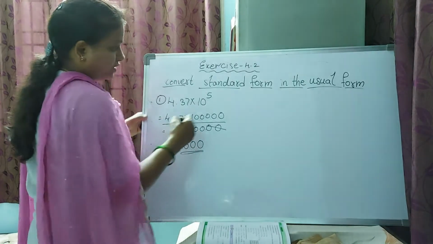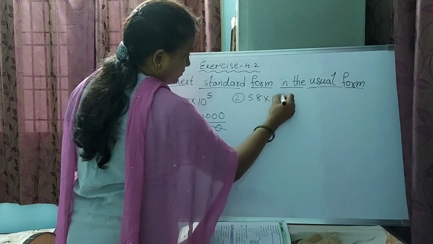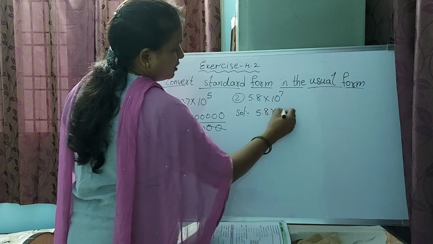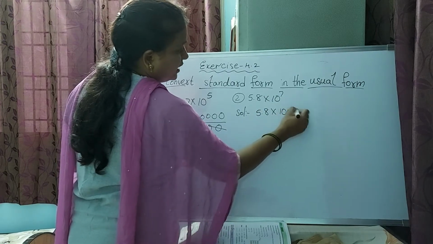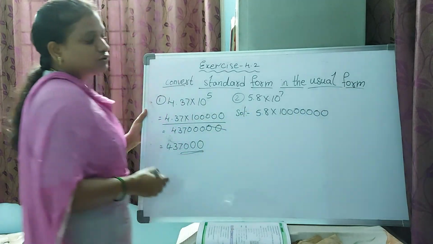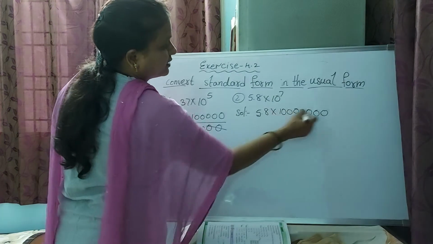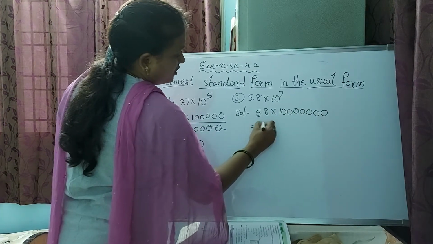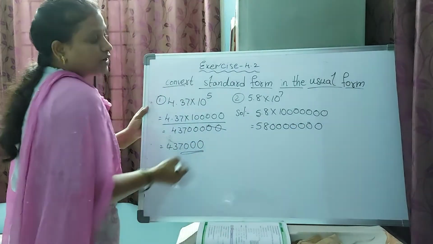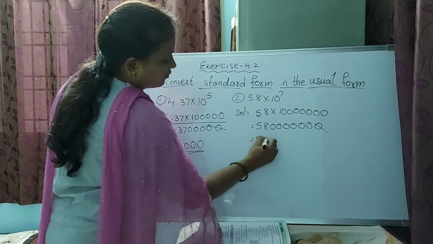See one more example for this one. 5.8 into 10 to the power of 7. So how to convert this one? 5.8 into, expand this one, 3, 4, 5, 6, 7 zeros. So multiply. First you ignore this point. First multiply, normal multiplication. 5.8 into how many zeros will come? 58, 1, 2, 3, 4, 5, 6, 7 zeros will come. Before one digit we have to keep the point, before one digit.